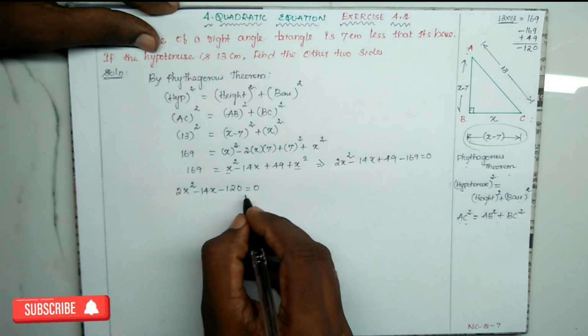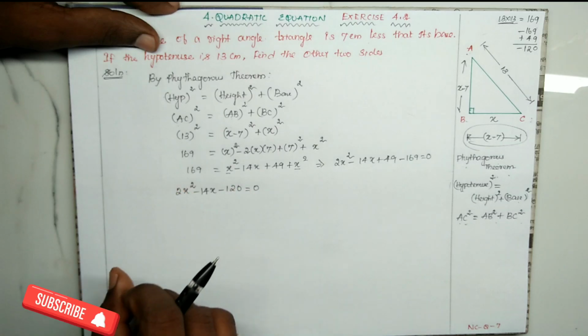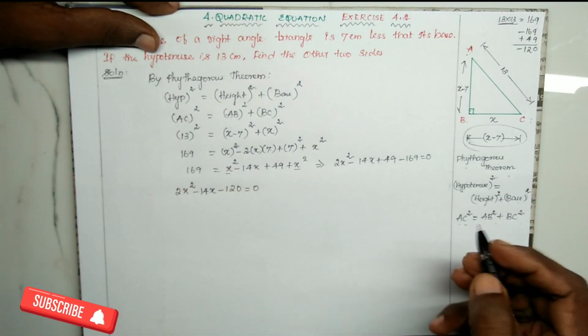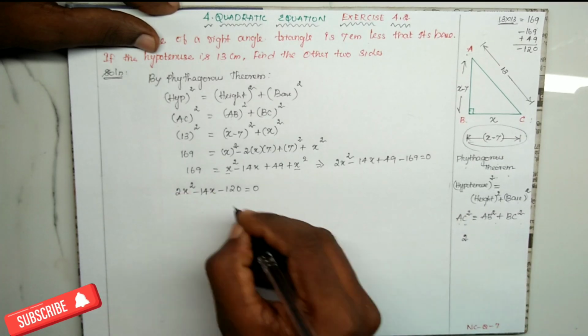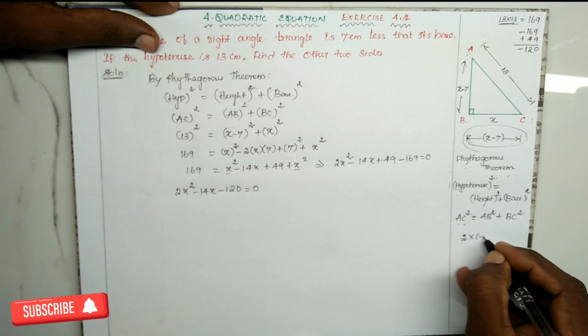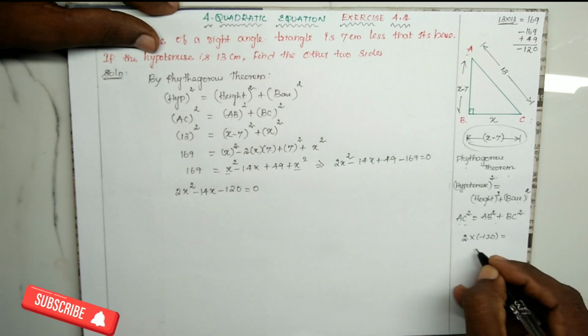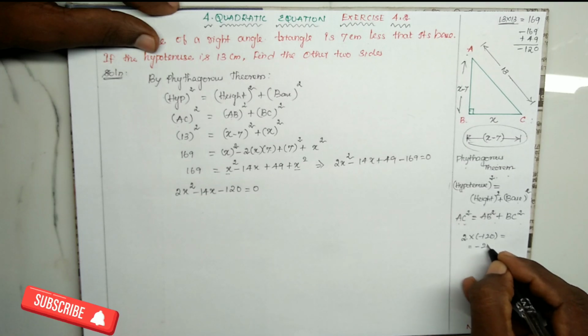Now we are going to find the roots of this quadratic equation. This is in the form of a quadratic equation. Here the x squared coefficient is 2 and the constant is minus 120. If you multiply these, we get minus 240.